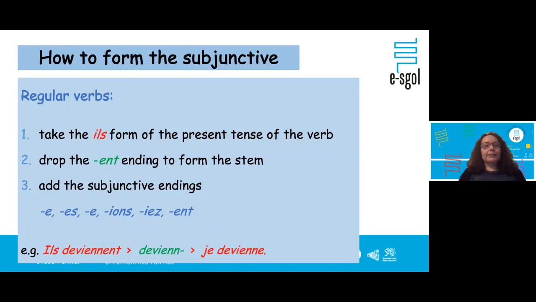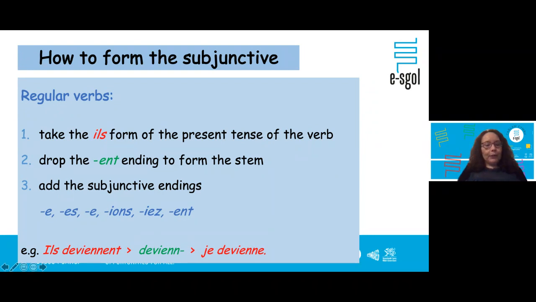So how would you form it? Now, for regular verbs, it's actually quite simple. So you take the ils, third person plural, form of the present tense of the verb. You drop the ent ending to form the stem. And then you add the subjunctive endings, which are e, es, e, ions, iez, ent. So if you look at those, they're almost identical to the indicative, so the normal present tense, apart from the I there with ions and the I there with iez. Okay, so the others, they would look as if it was the indicative tense, or mode, I should say, mode.